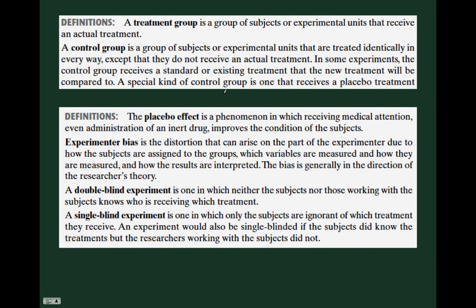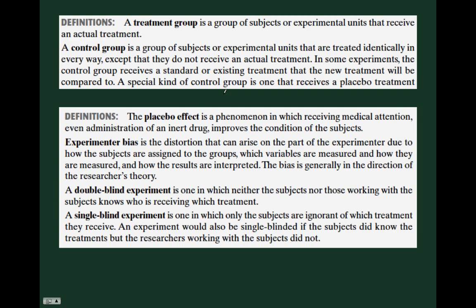All right, more definitions. A treatment group is a group of subjects or experimental units that receive an actual treatment. And a control group is a group of subjects or experimental units that are treated identically in every way except they do not receive an actual treatment. In some experiments, the control group receives a standard or existing treatment that the new treatment will be compared to. A special kind of control group is one that receives a placebo treatment. Now let's talk about this placebo idea a little bit.